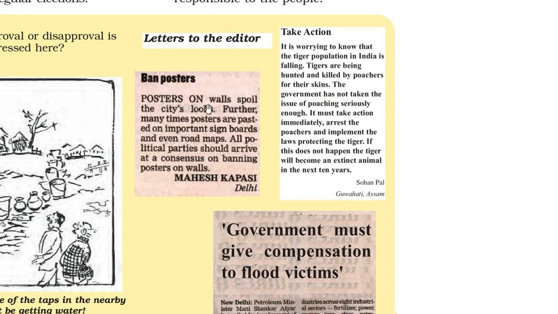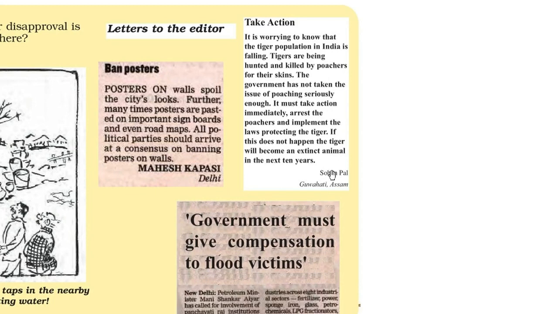So there are certain ban posters, like posters on walls spoil the city's look. Further, many times posters are pasted on important signboards and even on road maps. All political parties should arrive at a consensus on banning posters on walls. There are certain things to take action on.